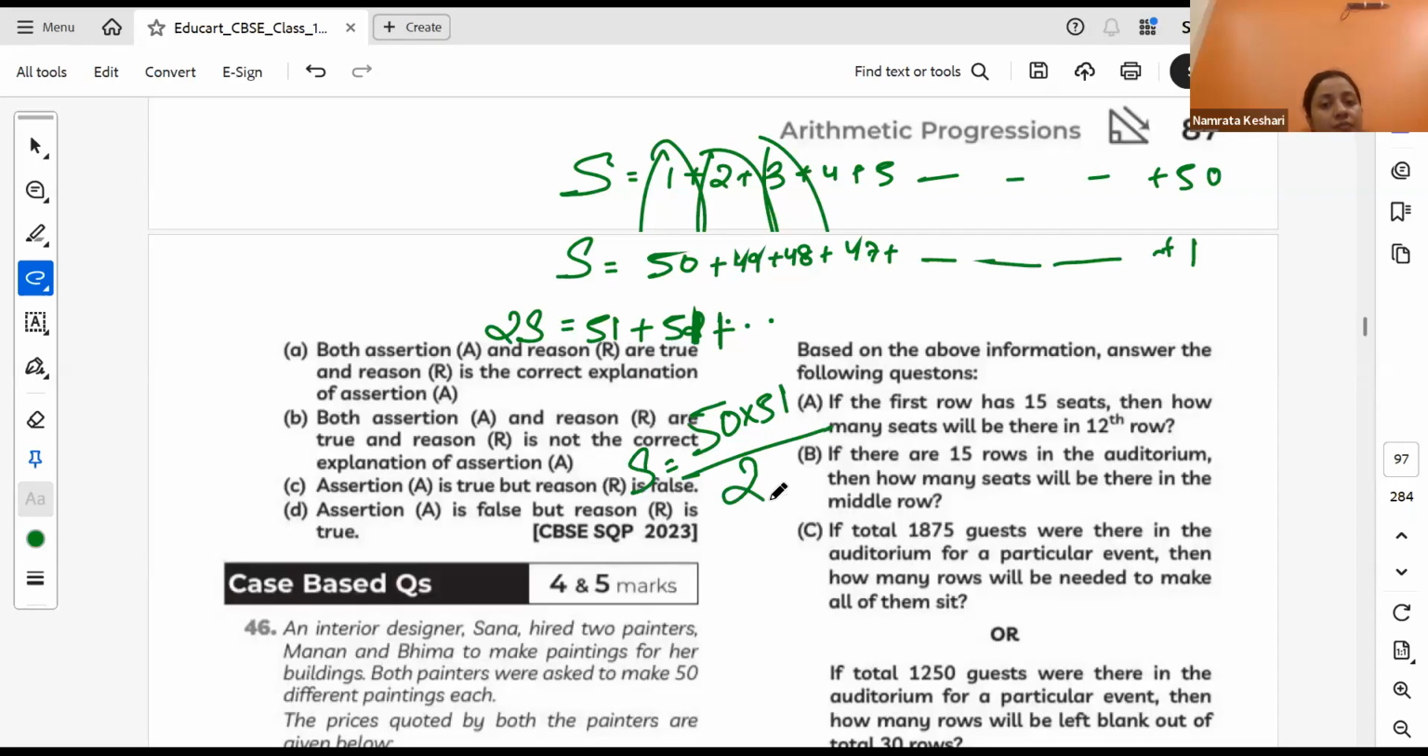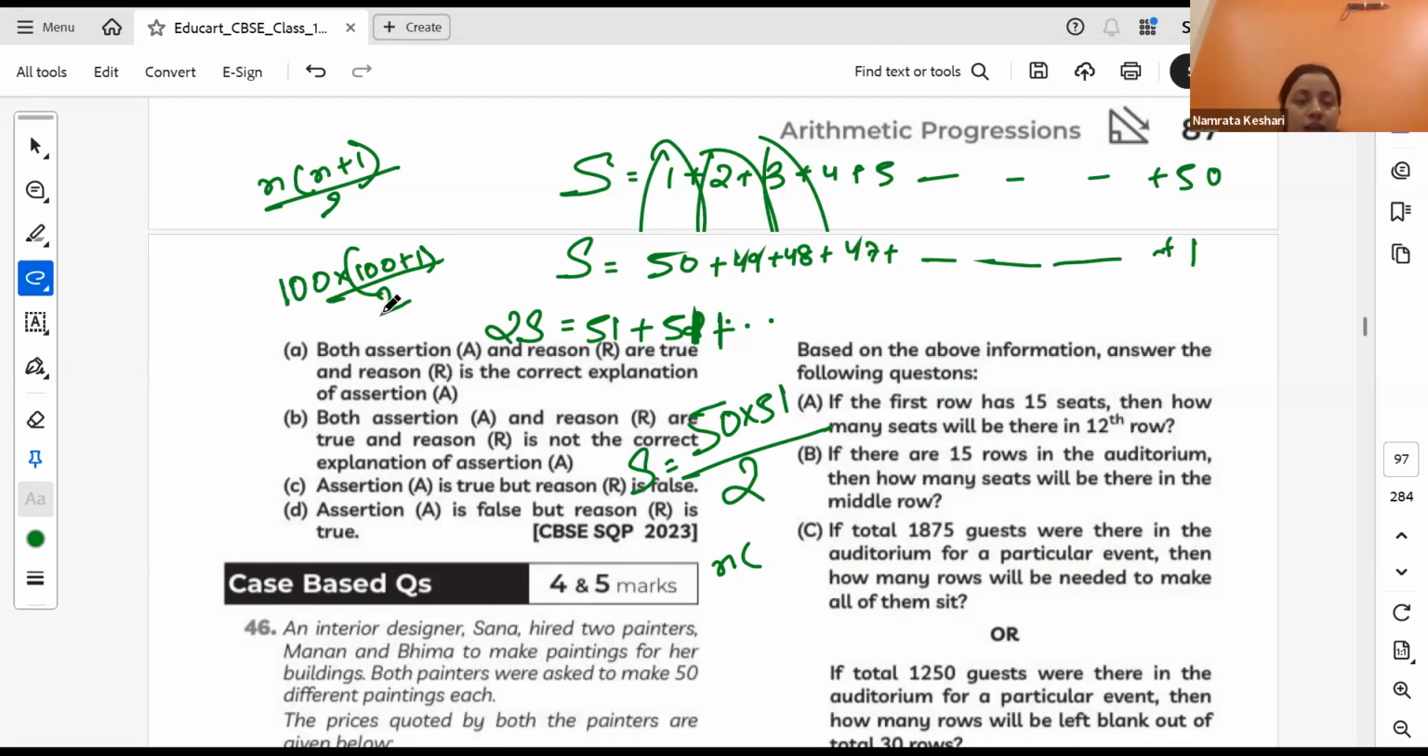And from here we got a formula for finding the sum of n natural numbers. If we want to find the sum of the first 20 natural numbers, we can use the formula n into n plus 1 by 2, where n is 20. If you want to find the sum of 1 to 100, then n is 100, so basically 100 into 100 plus 1 by 2. This formula you can also use.